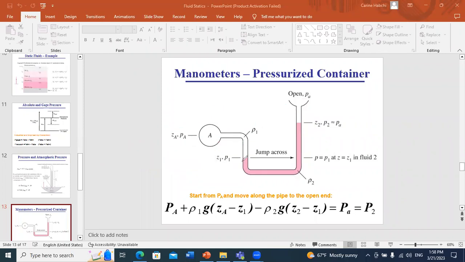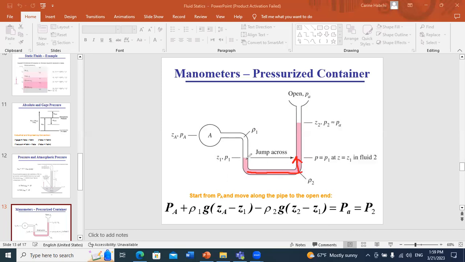Now, because I have another fluid, and I have the same fluid from this point until reaching this point, I have the right to say, let me jump across from this point to this one. Why do we do this? Because if you first move downward, you should add rho 2 times G times this height, which is H2. Then as you move horizontally, the pressure will not change, and then you move upward the same distance.